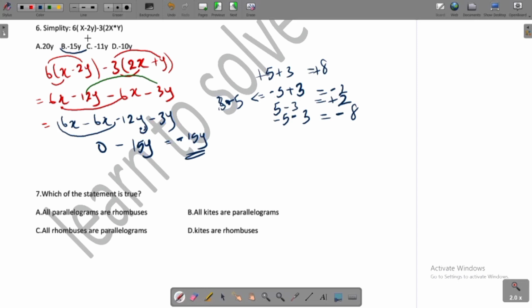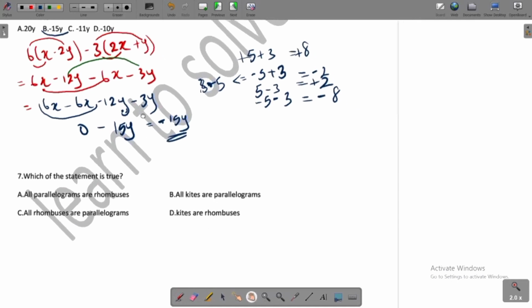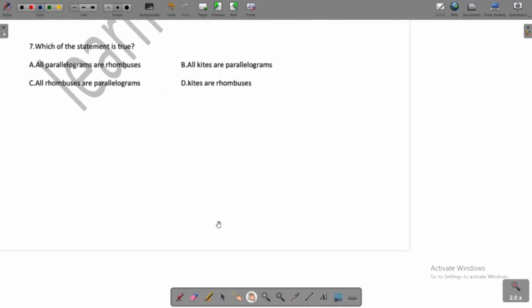Question 7 says which of the statements is true? Which of the statements is true? Let us check the statements we have here. I will bring this up.